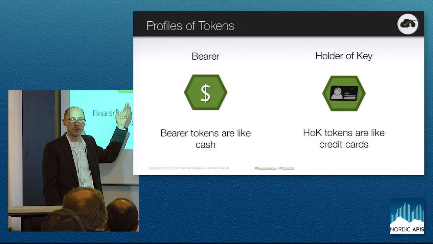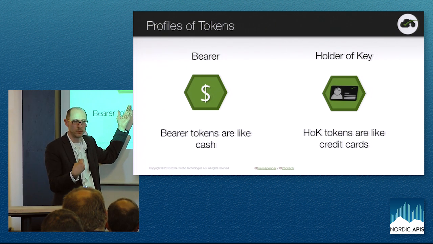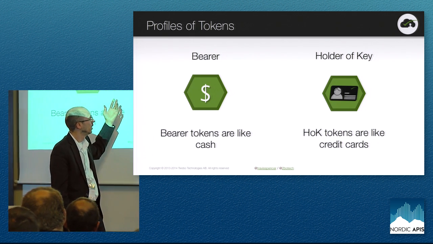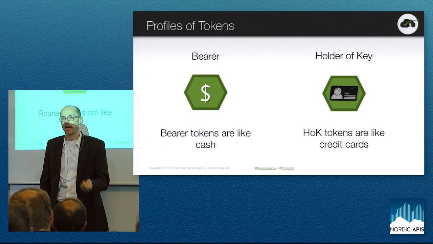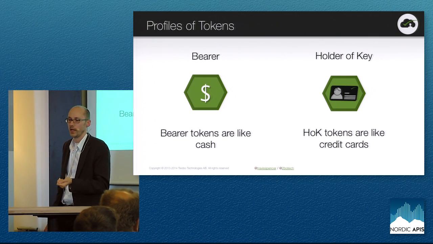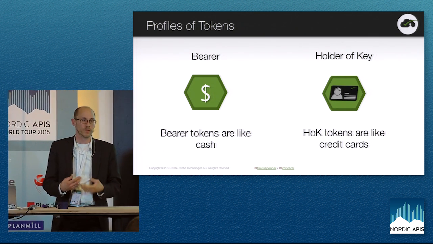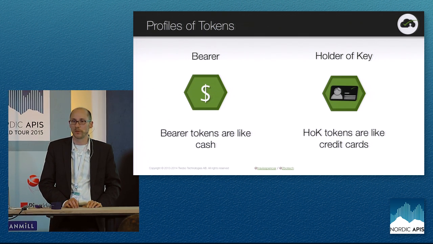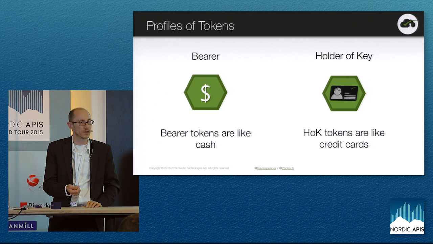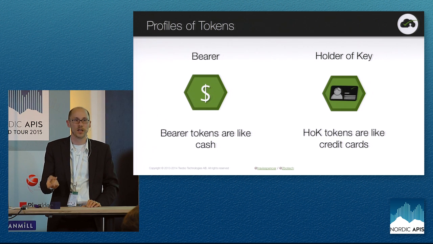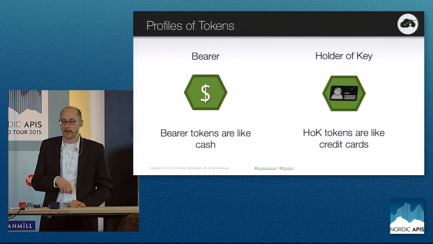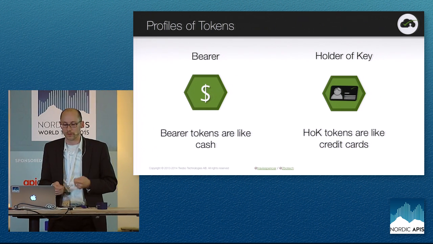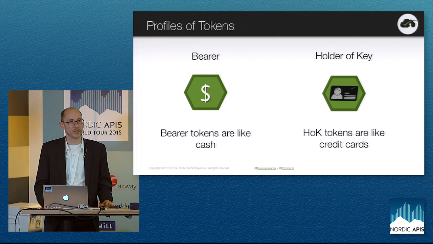Even like with the key example, right? You had the key, you could use the key. It's a bearer token. Holder of key, on the other hand, ties the token to the one who the token was issued for. So in using that analogy of money, it's more like a credit card. Like when you go into the shop and you present your credit card, the clerk will ask you for some form of identification to make sure that the one who was issued the credit card is the one presenting the credit card. So we have both of those flavors or profiles of tokens that we can use in OAuth.